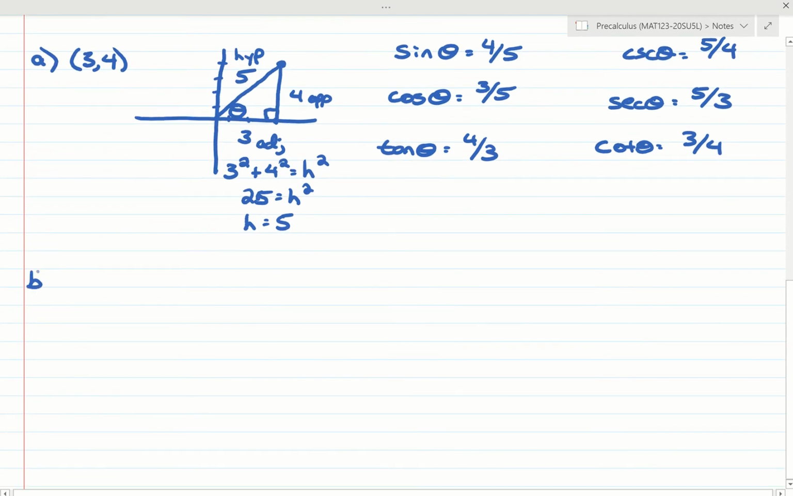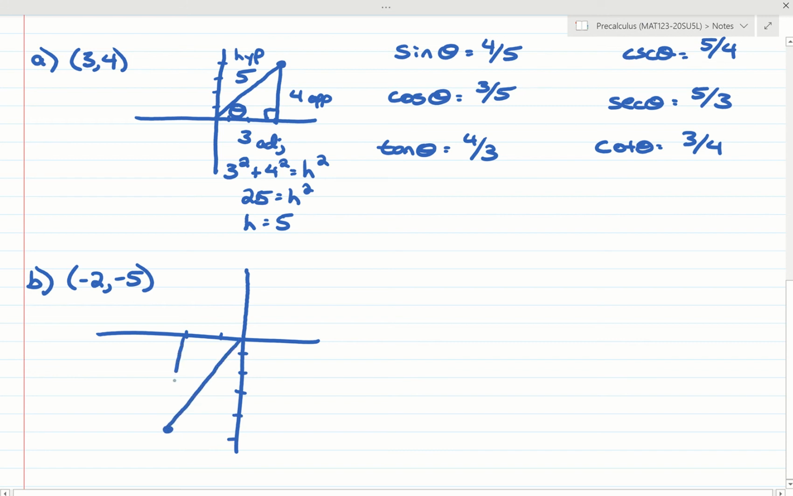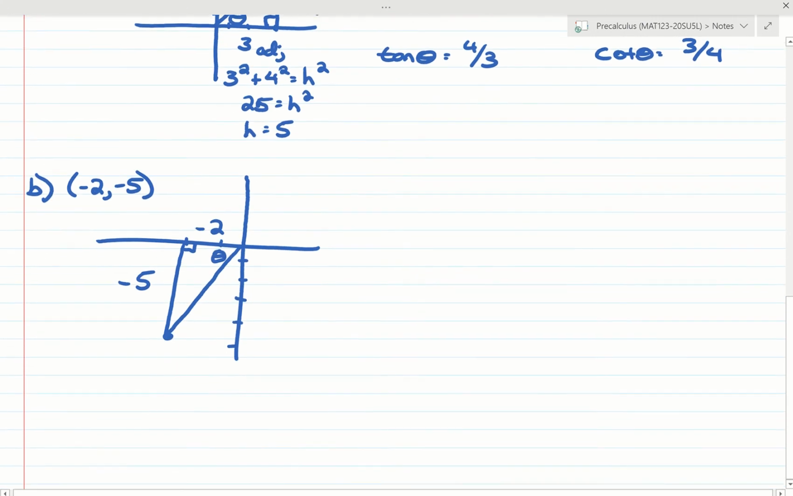Let's try another one. How about if the point is -2, -5? Let's see what this looks like. The x value is -2. The y value is -5. Connected to the origin and to the x-axis. This is going to be our angle. We'll label our x value and we'll label our y value. And let's figure out our hypotenuse.